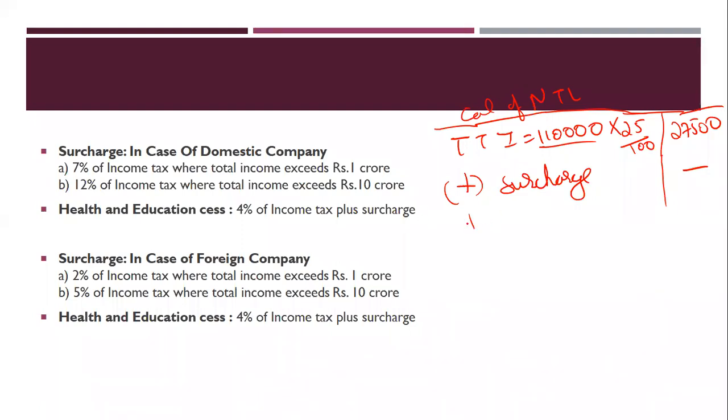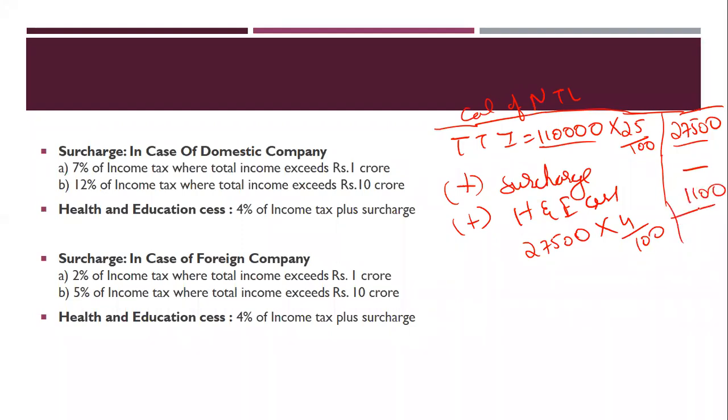To this, we need to add one more thing, that is health and education cess of 4%. For this 4%, on what value do we have to calculate? On the tax value. What is the tax value? That is the flat rate, whatever amount you found out. That is only known as tax value. That is 27,500 into 4%. So how much is it? 1,100. Very good.